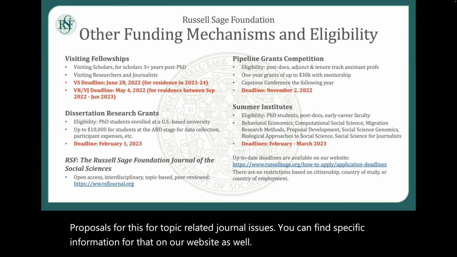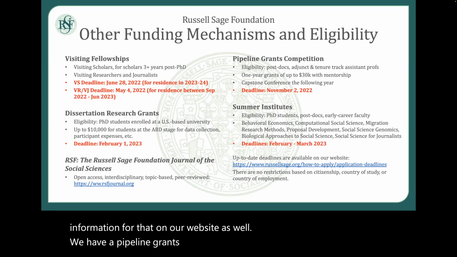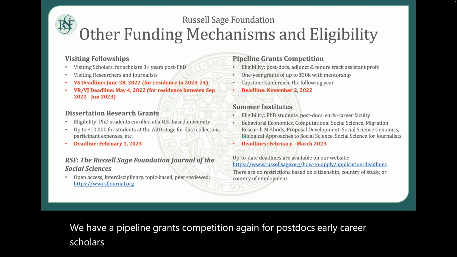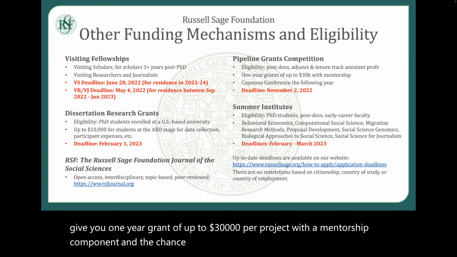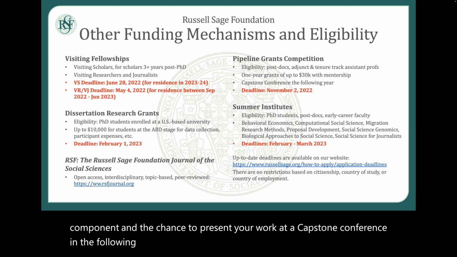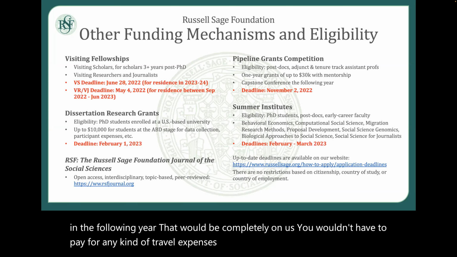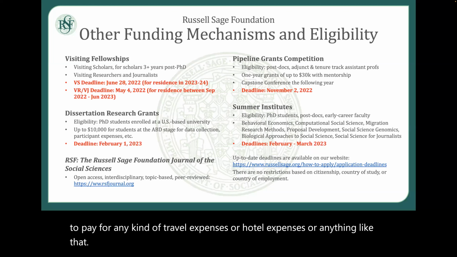We have a pipeline grants competition, again, for postdocs, early career scholars, generally adjunct and tenure track assistant professors. It would give you a one-year grant of up to $30,000 per project with a mentorship component and the chance to present your work at a capstone conference in the following year. That would be completely on us. You wouldn't have to pay for any kind of travel expenses or hotel expenses or anything like that. The next deadline for that would be November 2nd.